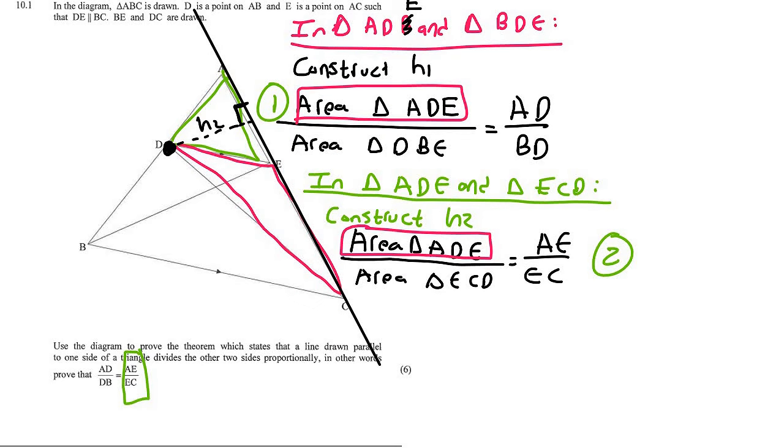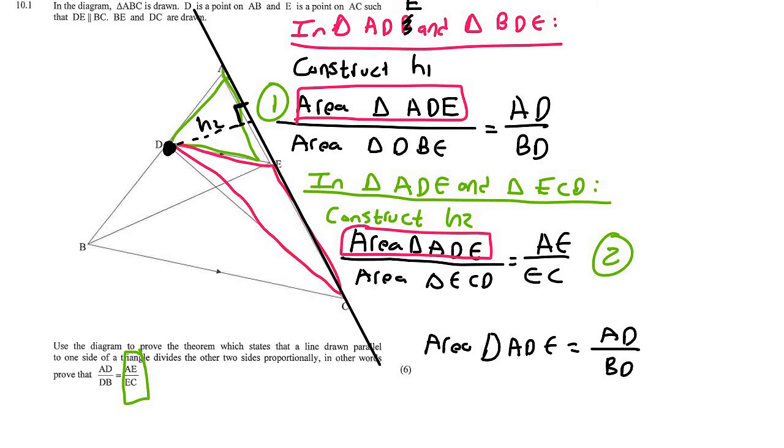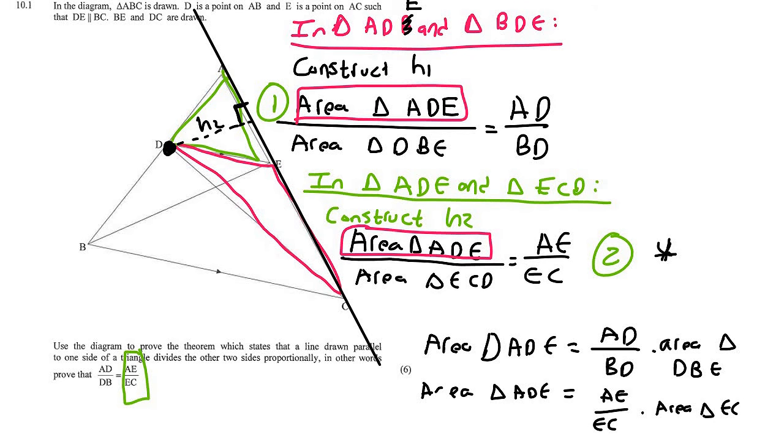So for the first expression, I'm going to arrange everything and get area of triangle ADE alone. If you do that, you're going to get AD over BD multiplied by the area of triangle DBE. Then I'm going to do the same with expression number 2. So I'm going to get area of ADE alone in that one, and that's going to be AE over EC times by the area of triangle ECD.